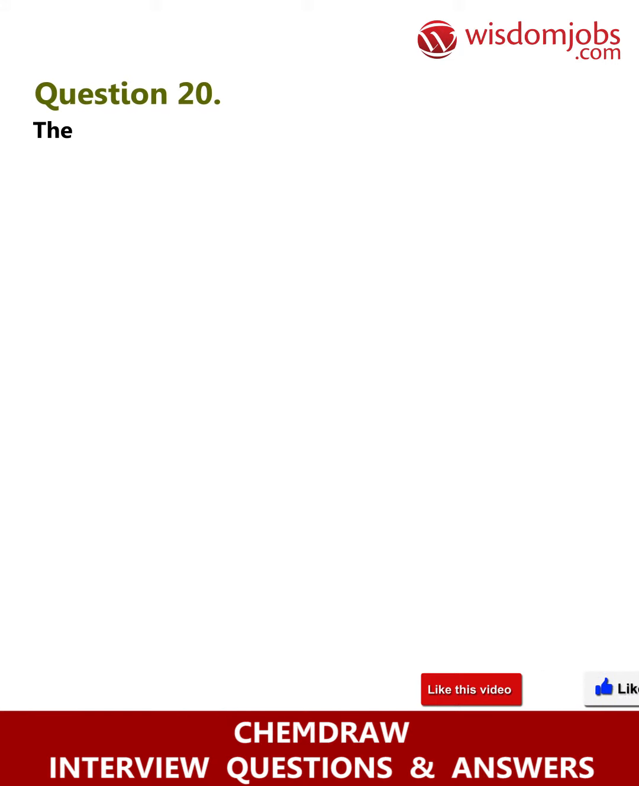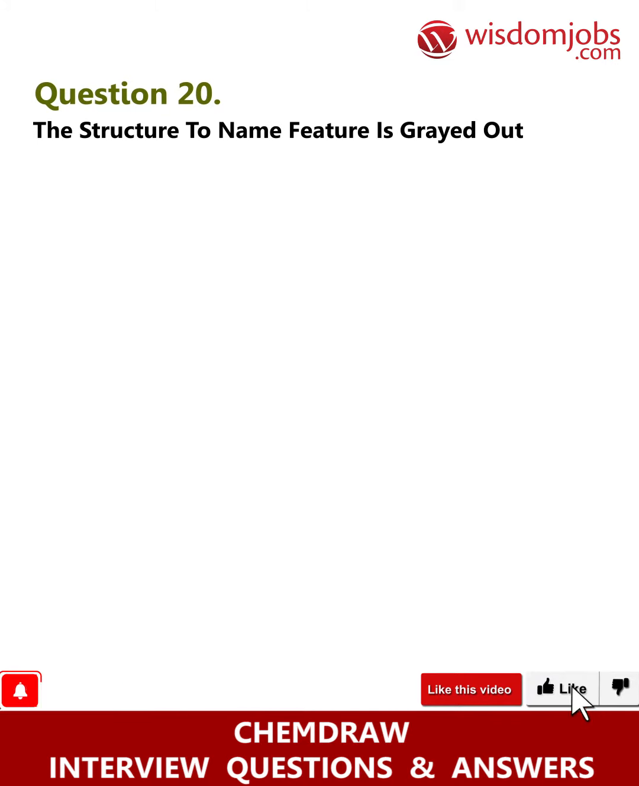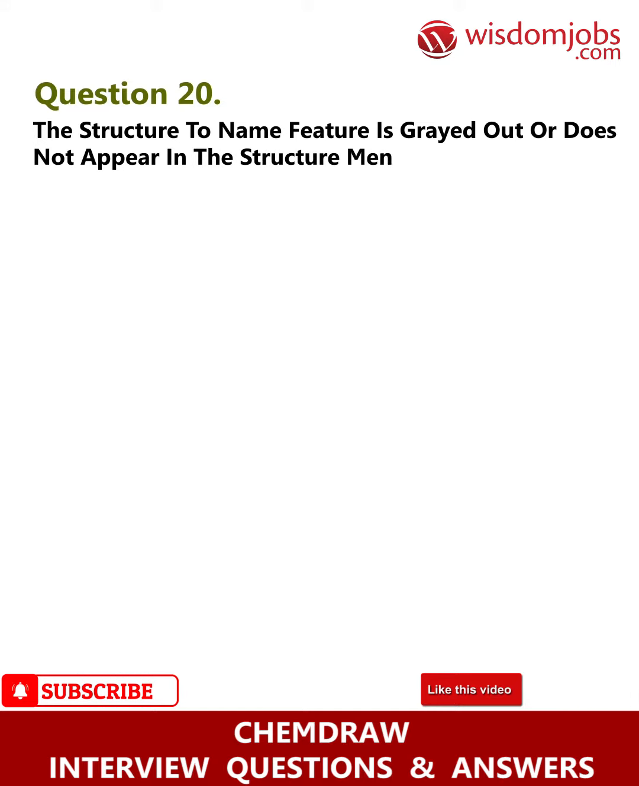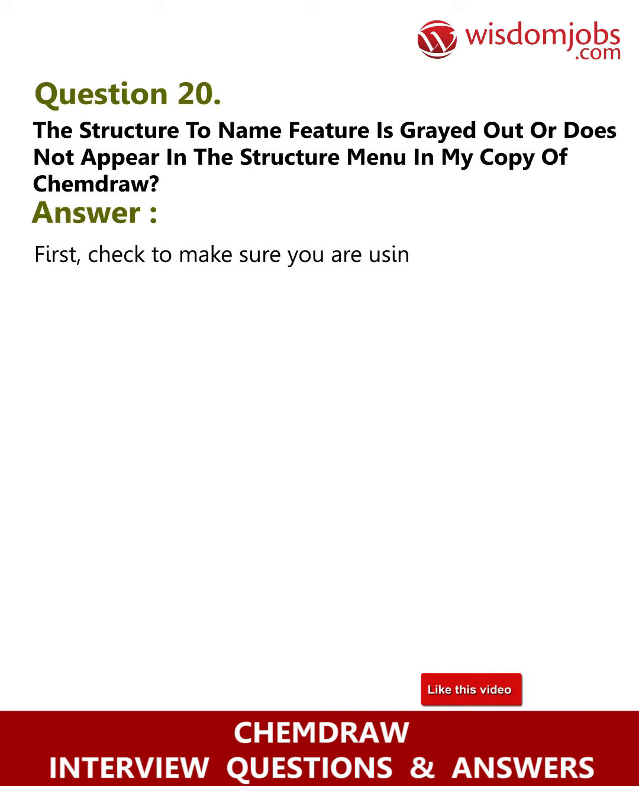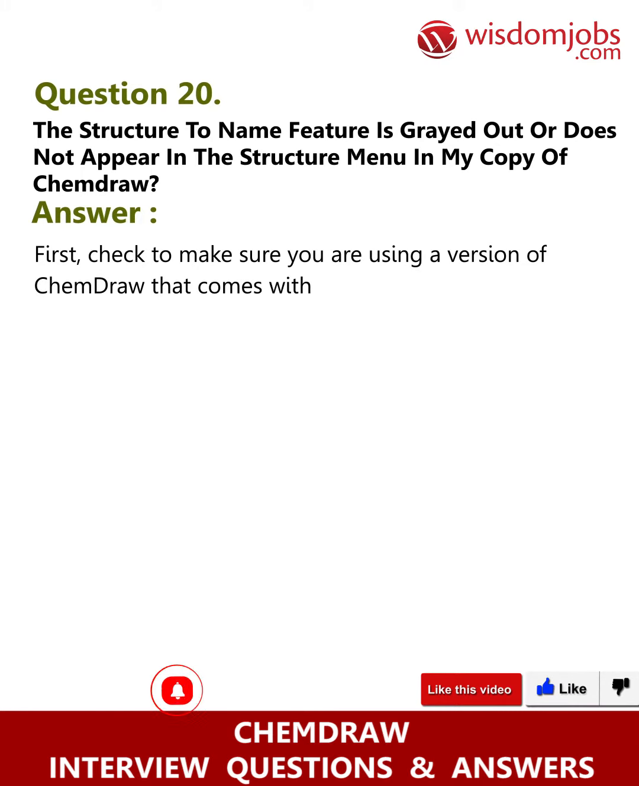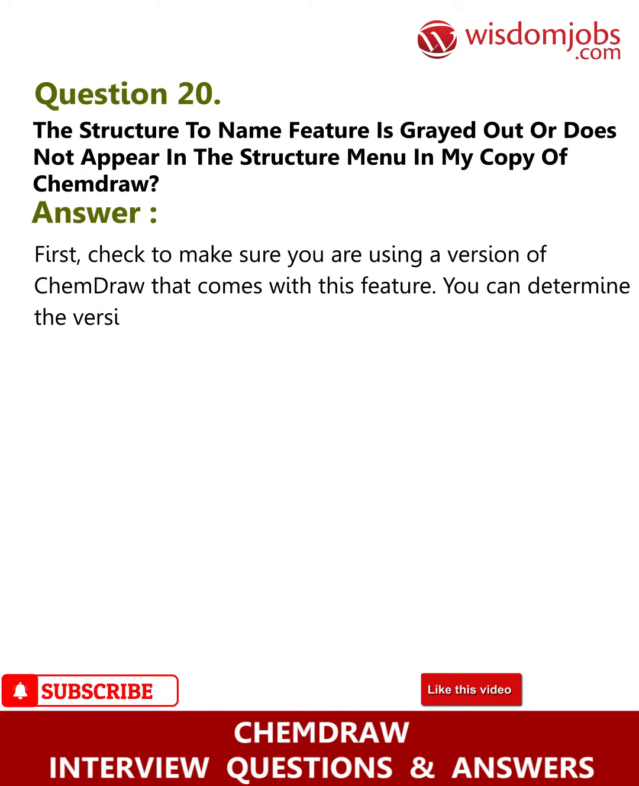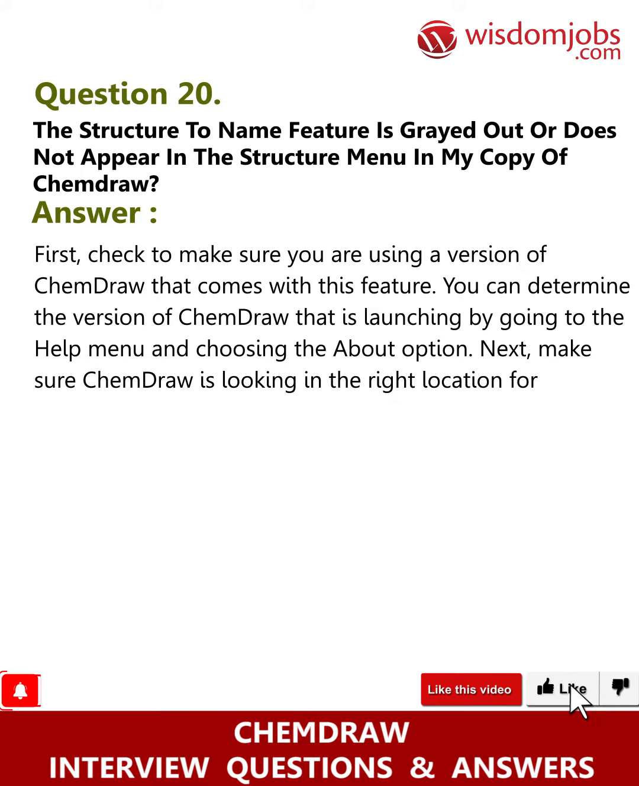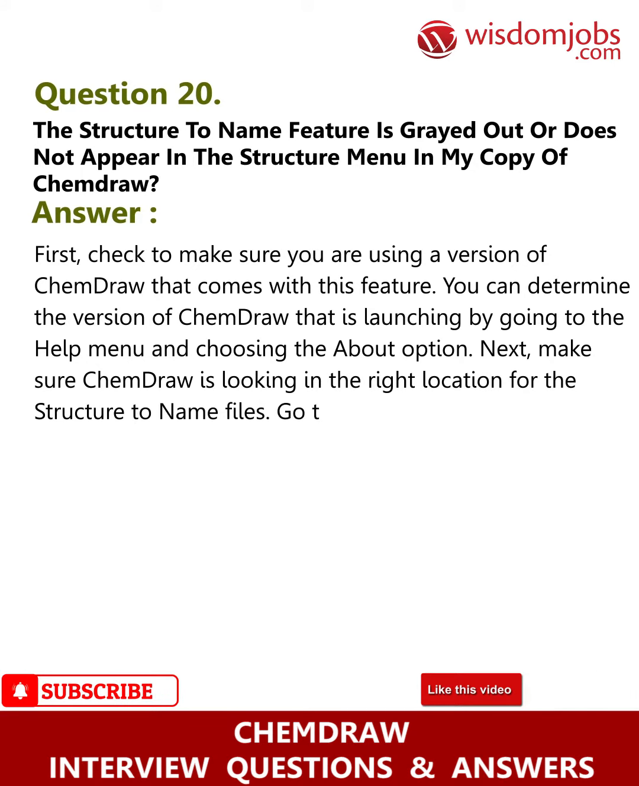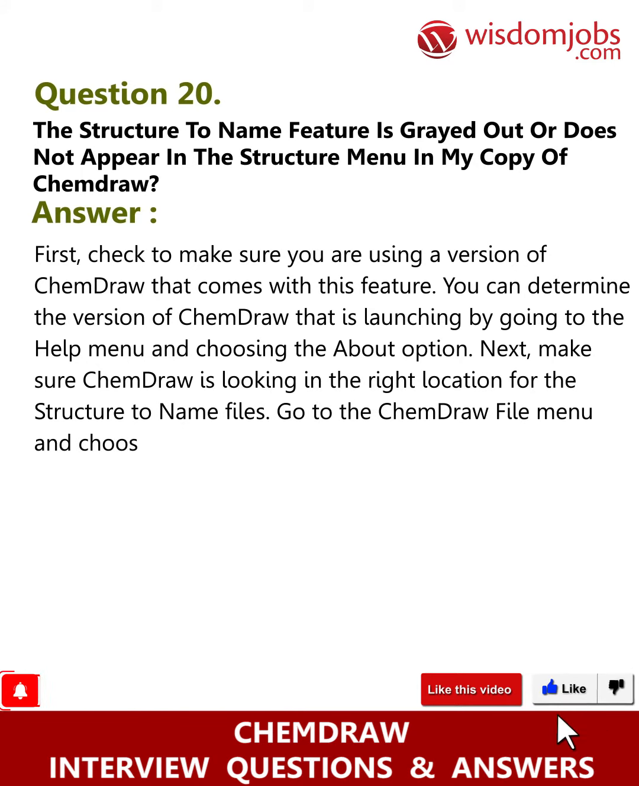Question 20. The structure to name feature is grayed out or does not appear in the Structure menu in my copy of ChemDraw. Answer. First, check to make sure you are using a version of ChemDraw that comes with this feature. You can determine the version of ChemDraw that is launching by going to the Help menu and choosing the About option. Next, make sure ChemDraw is looking in the right location for the structure to name files. Go to the ChemDraw File menu and choose Preferences. Click on the Open/Save tab.